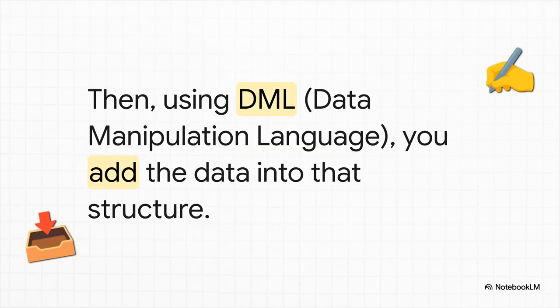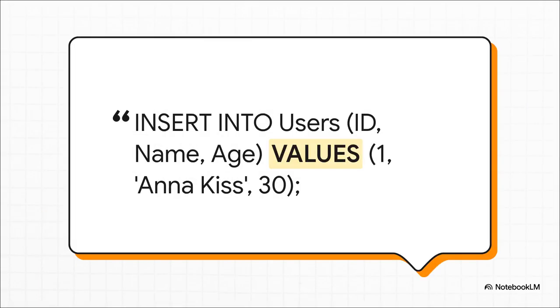Okay, this structure is ready to go. Now it's time to switch over to DML and start filling it up with actual information, one file or one record at a time. To do that, we use a command called INSERT INTO. We just tell it which table to use, name the columns we're filling, and then the VALUES part gives it the actual data. So here we're adding ID number 1 for Anna Kiss, who is 30. Boom, our first record is officially filed. And get this, every time you sign up for a new service or upload a photo or even add something to your online cart, a command that looks almost exactly like this is running somewhere behind the scenes.